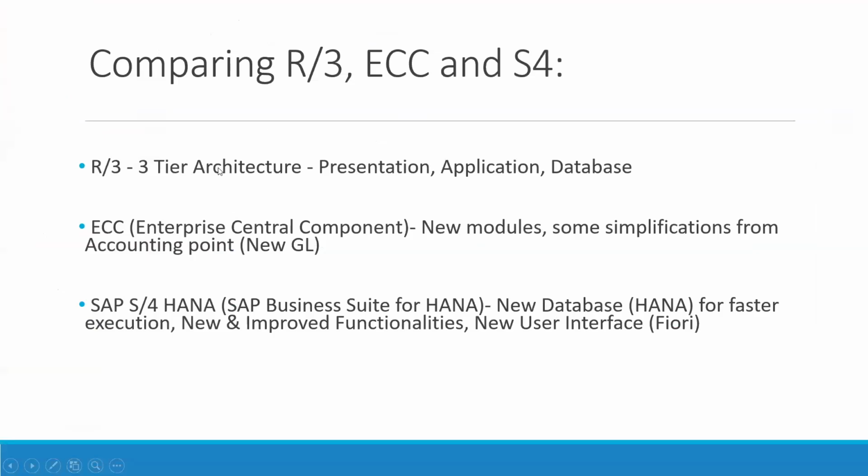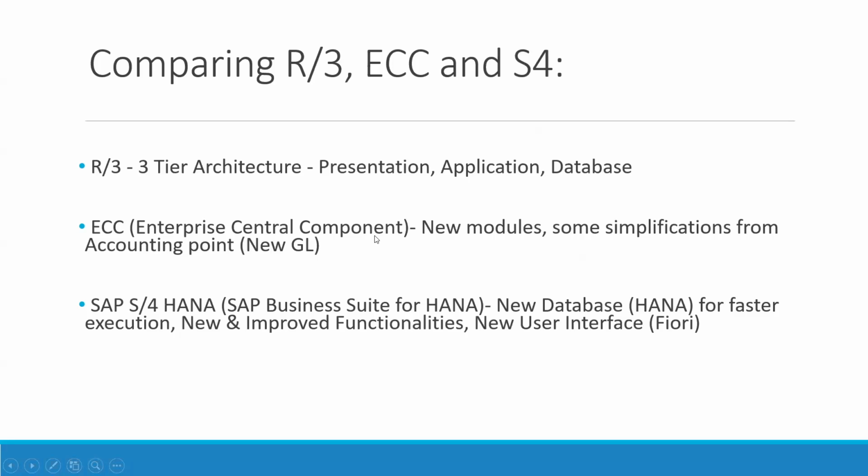Okay, so now let's try to compare R3, ECC and S4. R3, when it was introduced, had a 3-tier architecture, as I have mentioned. Now you can understand: this is the presentation layer, application layer, and database layer. So this was R3. The same R3 is there still in S4 HANA as well. I mean, the 3-tier architecture is the same, but later on SAP introduced ECC, which is Enterprise Central Component.